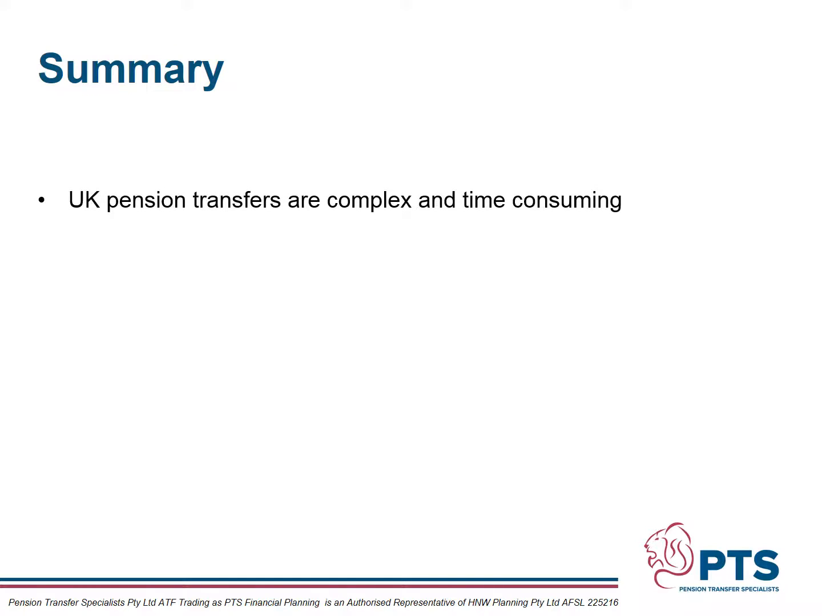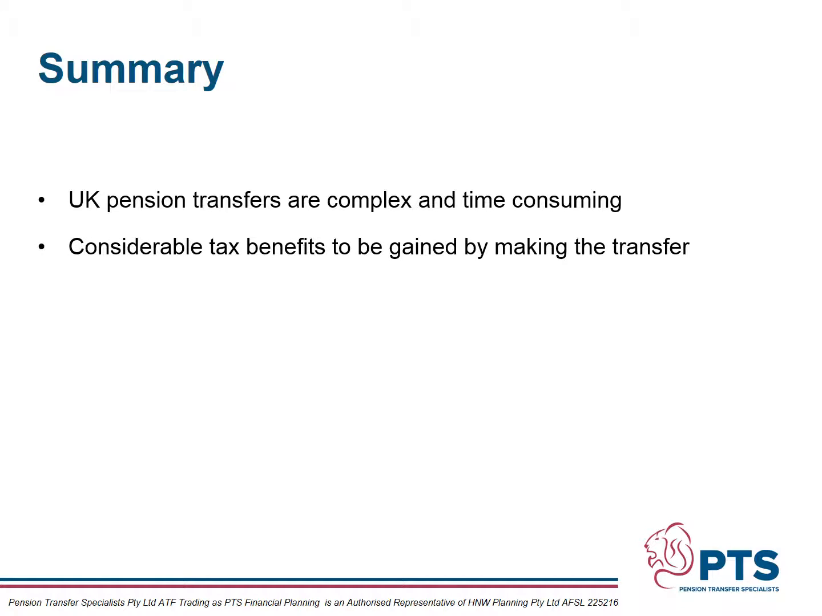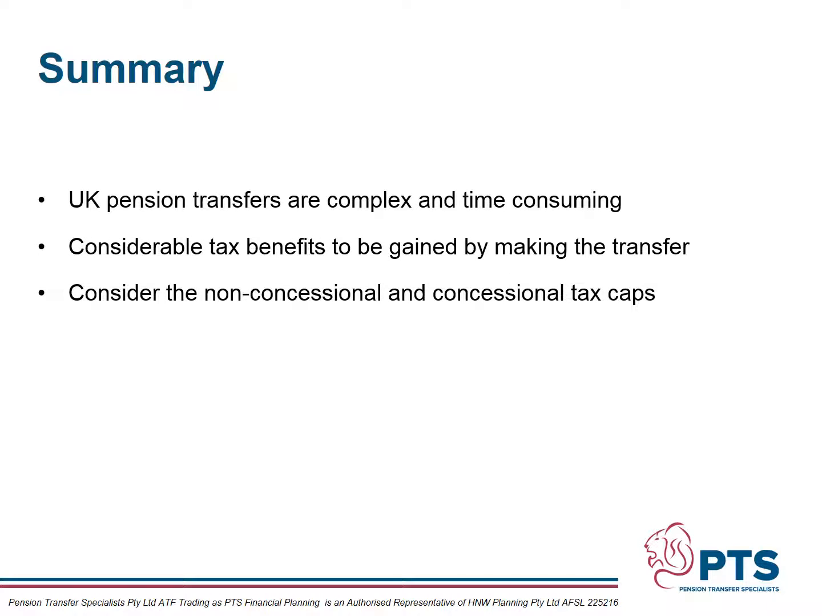UK pension transfers are very complex and time-consuming. Most defined benefit final salary transfers are only guaranteed for 3 months from date of calculation, and there is a charge of up to £400 to obtain a revised transfer value. There are considerable tax benefits to be gained by making the transfer. You need to consider the non-concessional and concessional tax caps before transferring to eliminate any unauthorised tax charges.